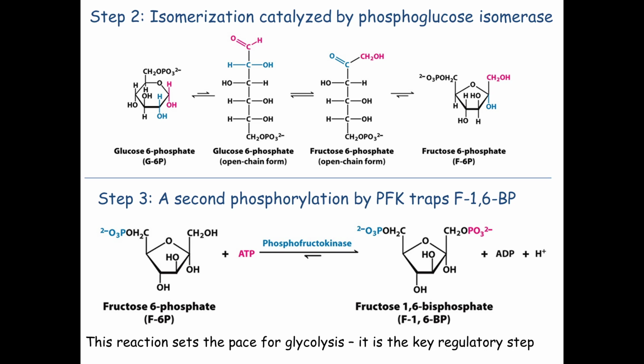Now I'm investing a second ATP. This is getting expensive, and I'm getting nothing out of it so far. So if I do this step, I want to finish the pathway. So this is the committed step for glycolysis. And it's also the one that sets the pace, and it's the most important regulatory step. We'll talk about that at the end.